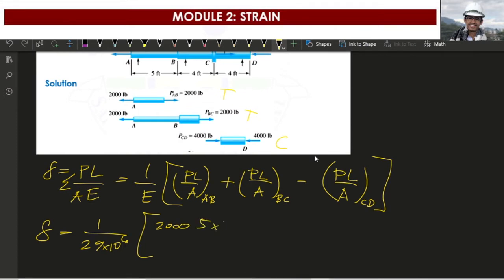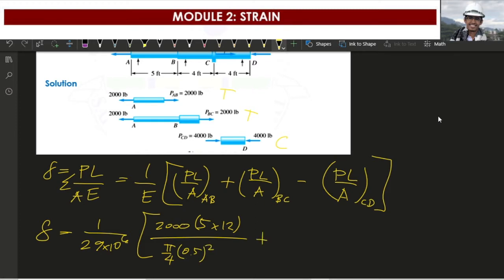I-multiply lang natin siya ng 12, no? Kasi in 1 feet, there is 12 inches, no? So, i-multiply natin siya ng 12 inches. So, that will be over yung area niya. That is 0.5 inch yung kanyang diameter. So, yung area will be pi over 4 times 0.5 squared.